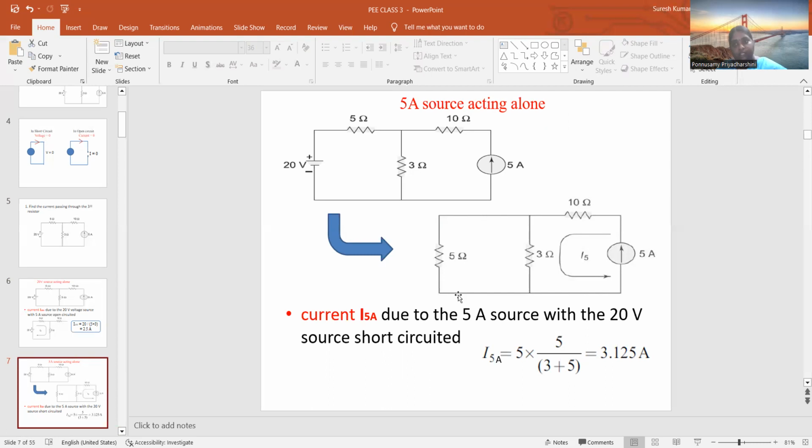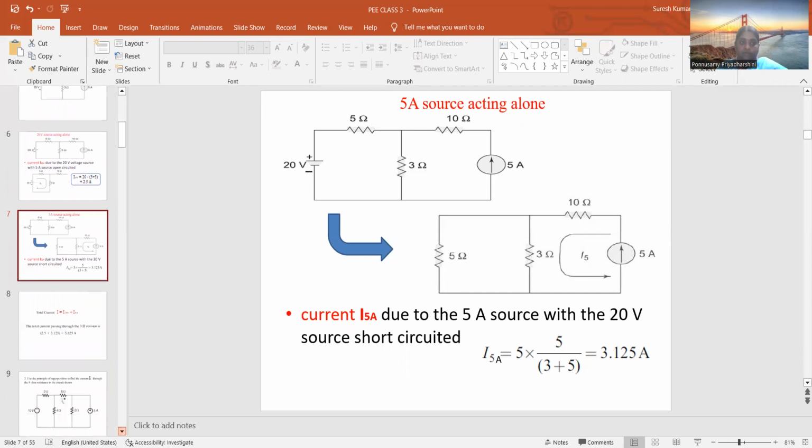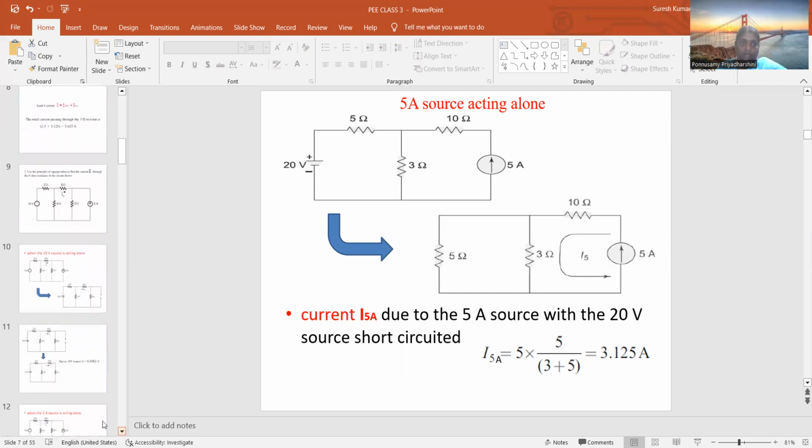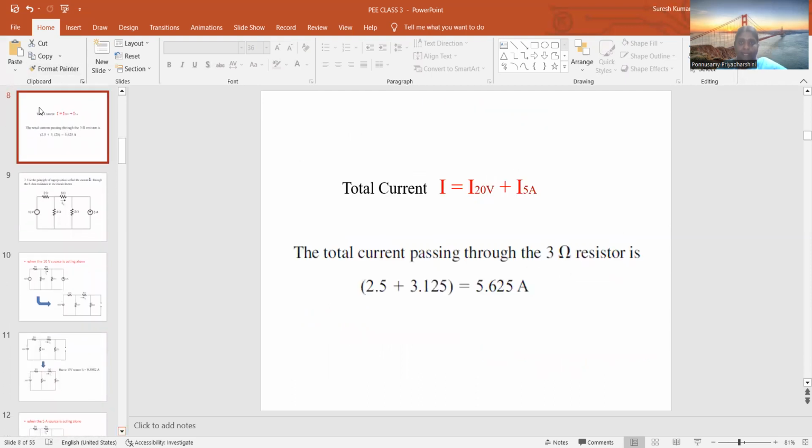If I want to find the current flowing through the 3 ohm resistor, the total current is 5 amps. So 5 amps into the opposite resistance, 5 ohms, divided by the total summation of the two resistances, gives 3.125 amps. So we have found the current flowing through the 3 ohm resistor by considering the 20 volt and 5 amp sources. So the total current is 5.625 amps.